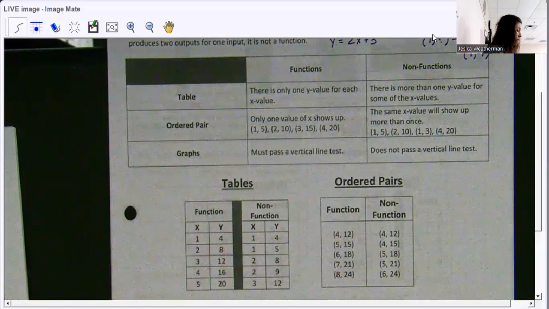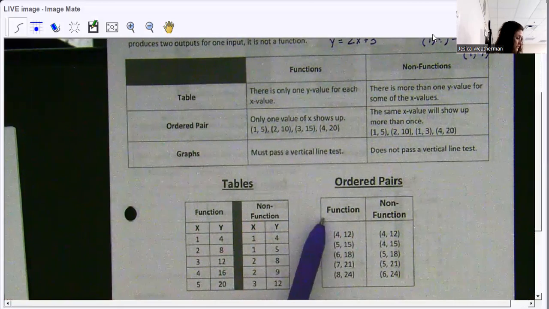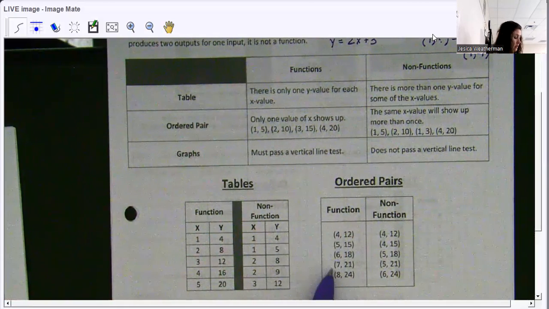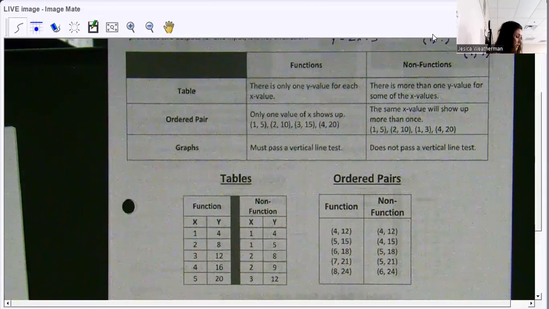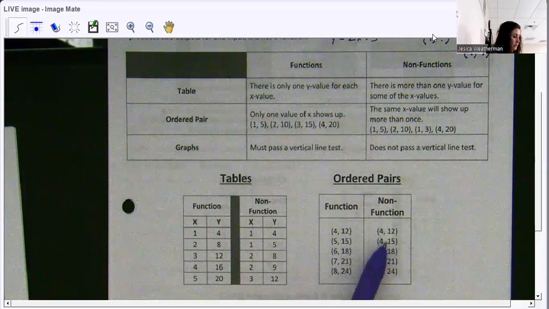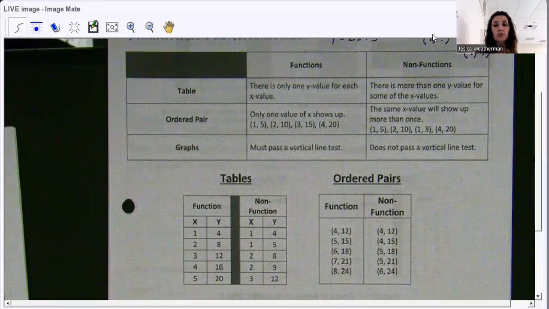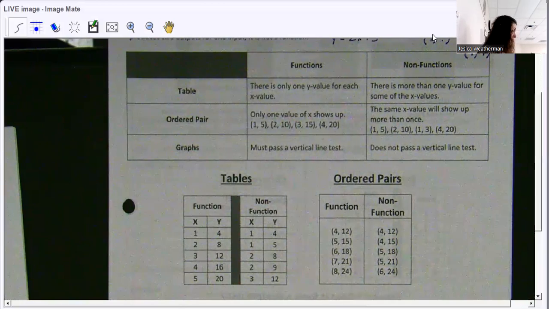Let's look at our ordered pairs here. This represents a function because for every x value, you get exactly one y value. But over here, look, I have two x values of 4, but they have different outputs. Two x values of 5 with different outputs. That's not a function. So that's tables and ordered pairs and equations.